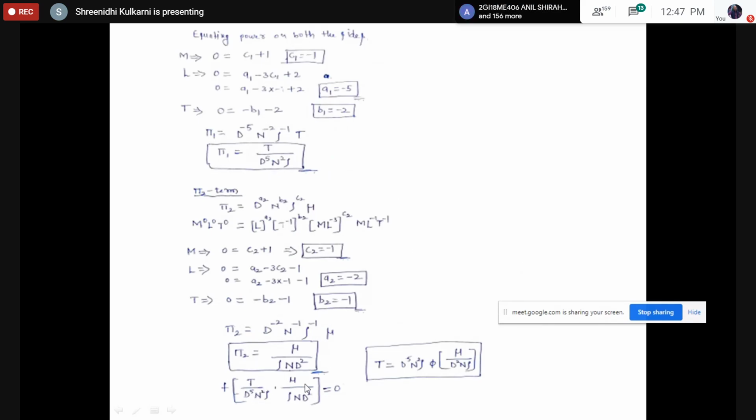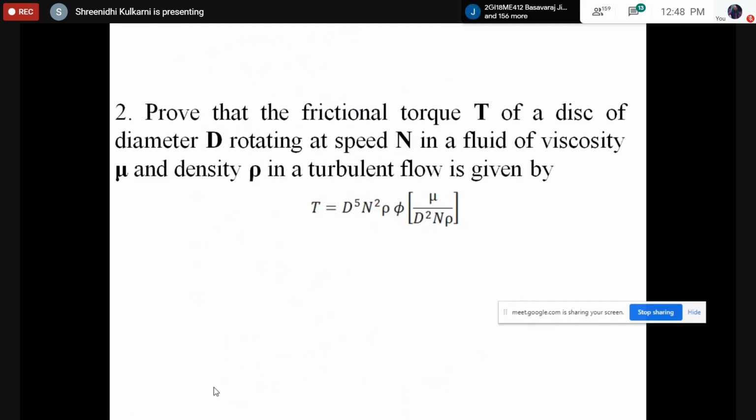And this is the pi 2 term, that is equal to 0. Okay, so you can stop up to here, there is no problem. But what they asked in the problem statement, you have to prove that the frictional torque T is depending on these variables. In this problem clearly they mentioned it.